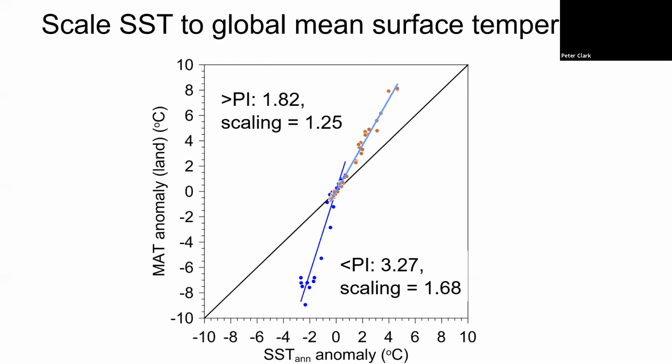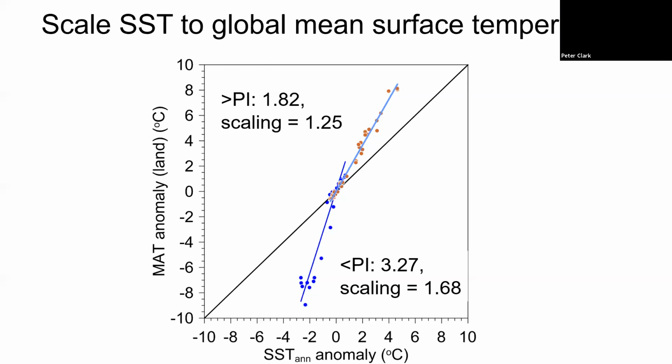So we took model data for a range of climates that are shown here that give the land change and sea surface temperature change. It was from these data that we came up with a scaling of sea surface temperature to global mean surface temperature. Without getting into the details of that, that's basically what we did to come up with our global mean surface temperature reconstruction.